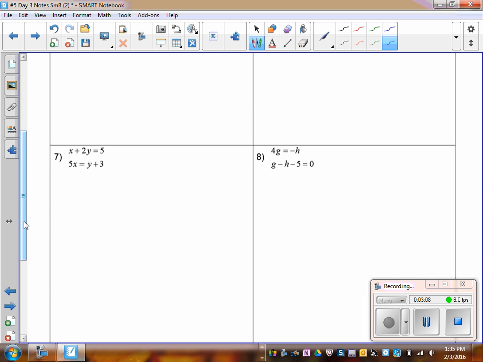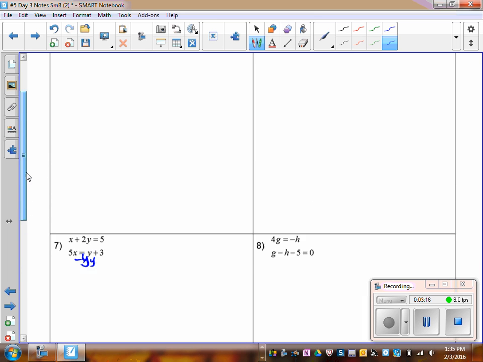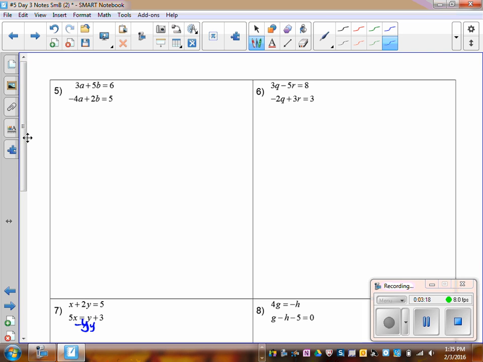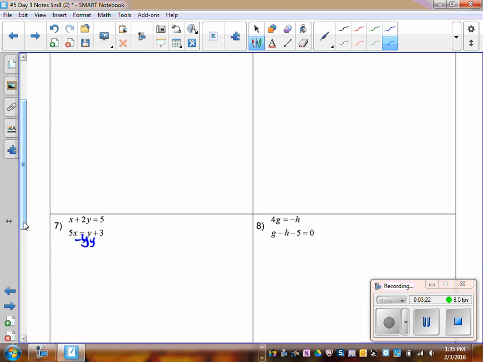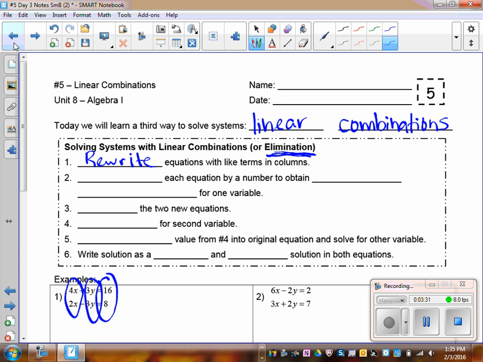So my x is already in the same column, but you need to subtract your y over so that your y's would be in the same column. Okay? So you need to make sure they're lined up nicely, such as we see here for 5, a, b, constant. And then a problem like number 8, you need to rewrite it so that you have your first variable, your second variable equals, and then the constant. Right? So make sure like terms are in columns.